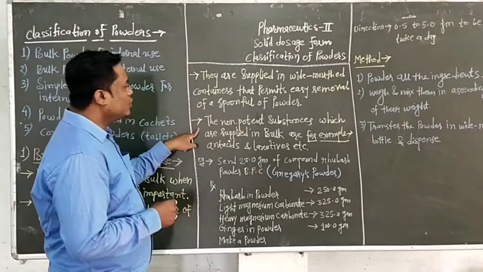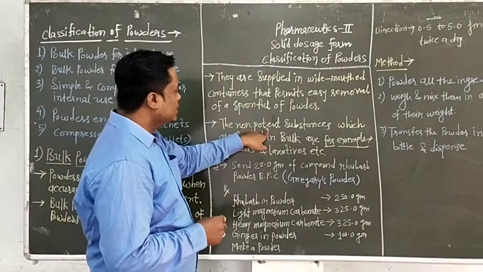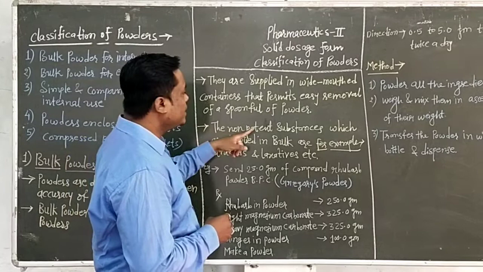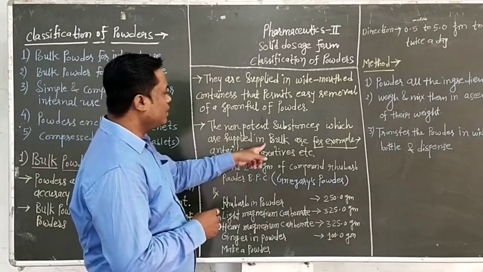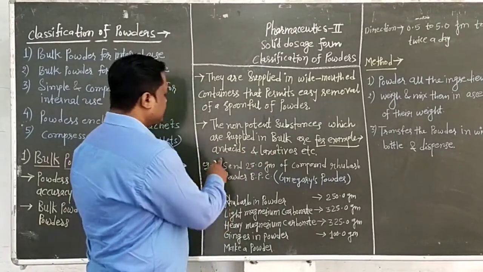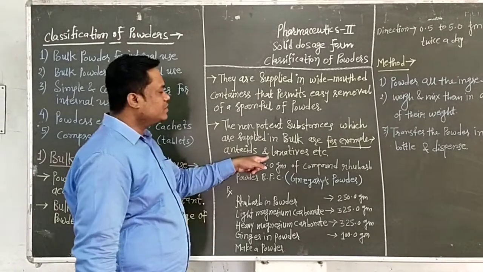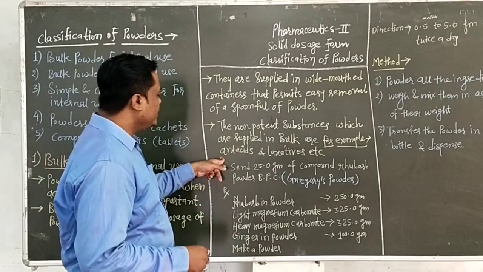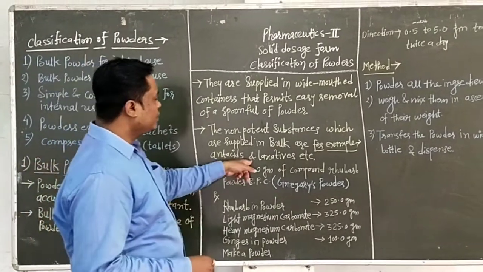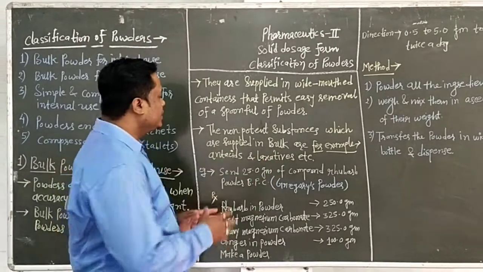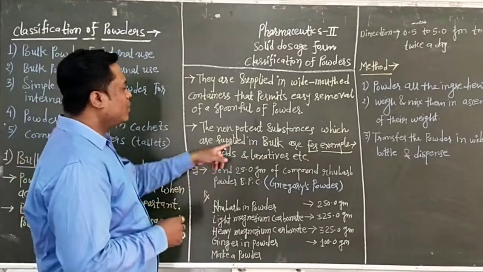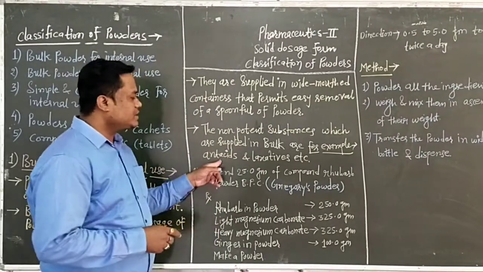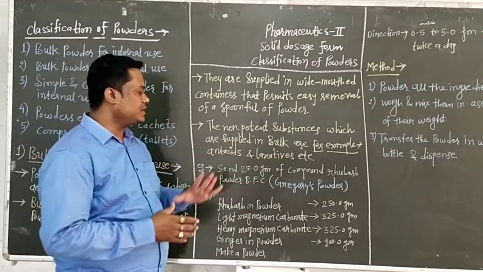Then next is non-potent. Non-potent means it does not give a strong pharmacological action. For example, the non-potent substances which are supplied in bulk are antacids, laxatives, etc. Antacids decrease the acidity and laxatives evacuate the bowels. So in this category, bulk powders are supplied for internal use, for example antacids or laxatives.